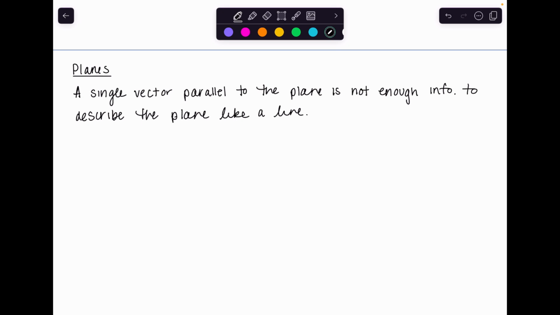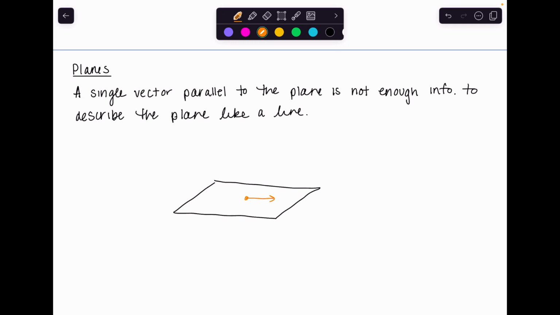So just knowing a vector that's parallel is not enough information, because technically there's a ton of vectors that are parallel, and those vectors themselves are not parallel to each other. That seems like a really weird statement, so I'll draw you a little picture. Here's our plane. This is the thing I'm trying to find the equation of. I have one vector here.